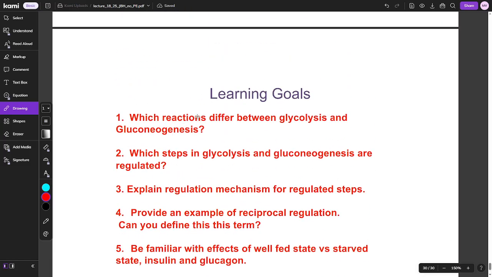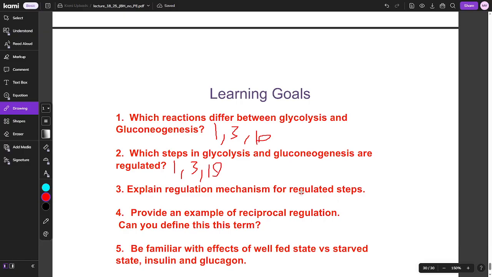So which reactions are different between glycolysis and gluconeogenesis? It would be steps 1, 3, and 10. Which steps in glycolysis are regulated? Also steps 1, 3, and 10. Explain the regulation mechanisms for regulated steps.